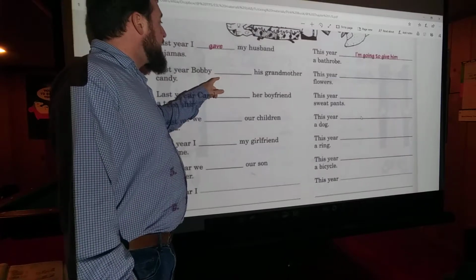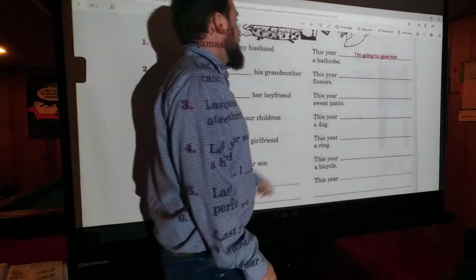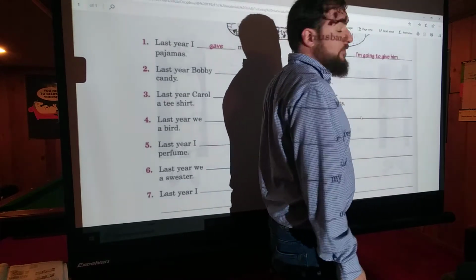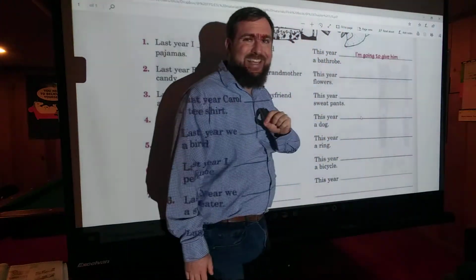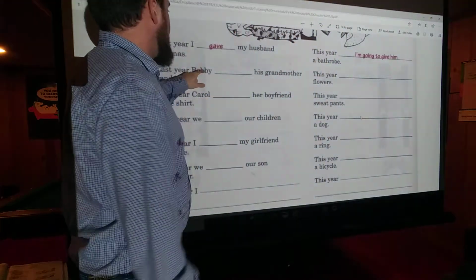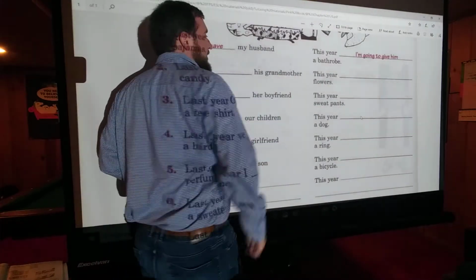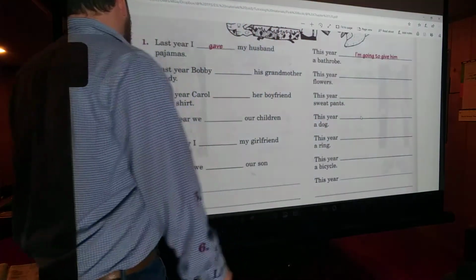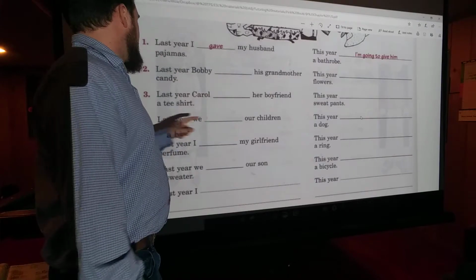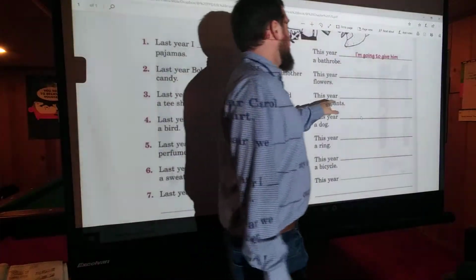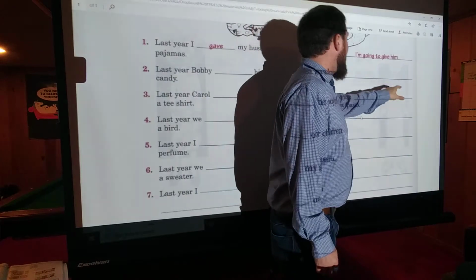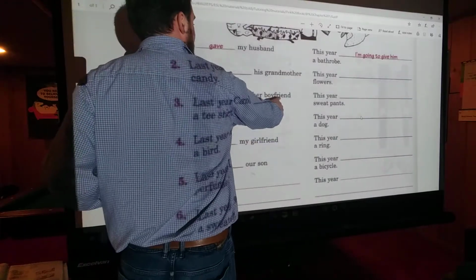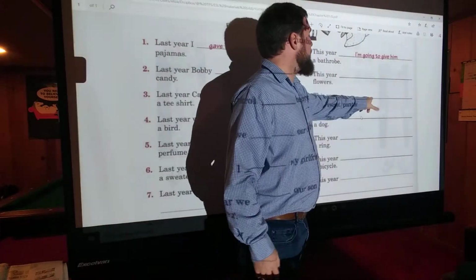Last year, Bobby gave his grandmother candy. This year, he's going to give her flowers. Okay? He's going to give her. As in, Bobby is going to give his grandmother flowers. He's going to give her. Number 3. Last year, Carol gave her boyfriend a t-shirt. This year, she's going to give him sweatpants. As in, Carol, she, her boyfriend, him. She's going to give him.